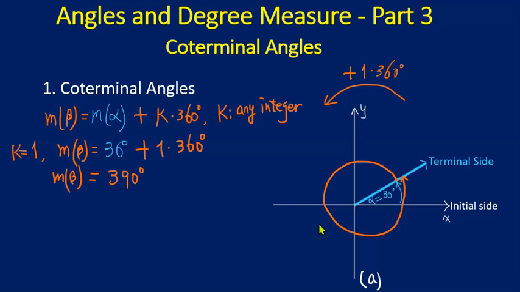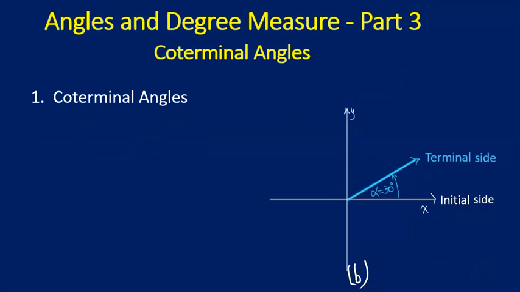Let's label this angle beta, and let's compute the measure of beta. According to the drawing, it will be 30 degrees plus 360 degrees equals 390 degrees. Indeed, the result agrees with the definition. Let's move on to our second scenario.